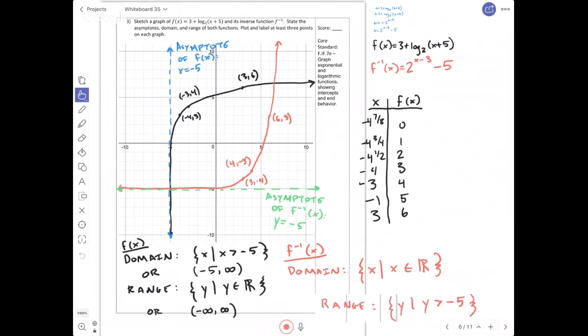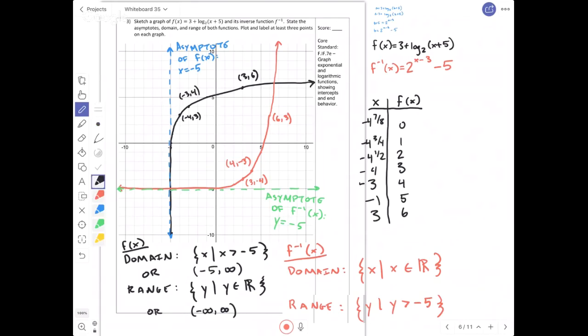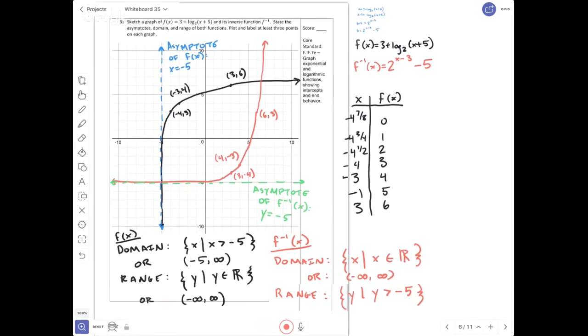So this could also have been written from -infinity to infinity, and that could also be written as -5 to infinity. Thank you, Lindy. Good question.